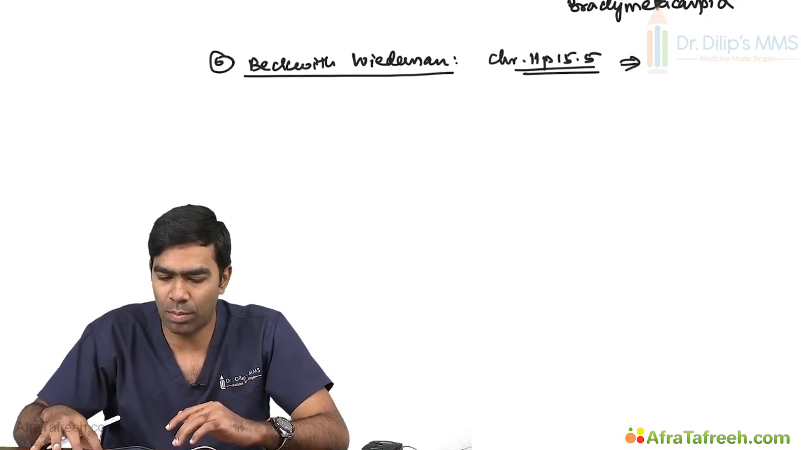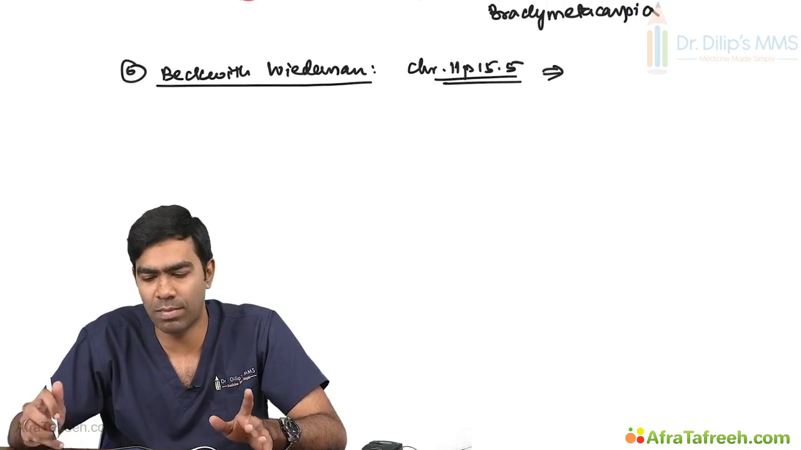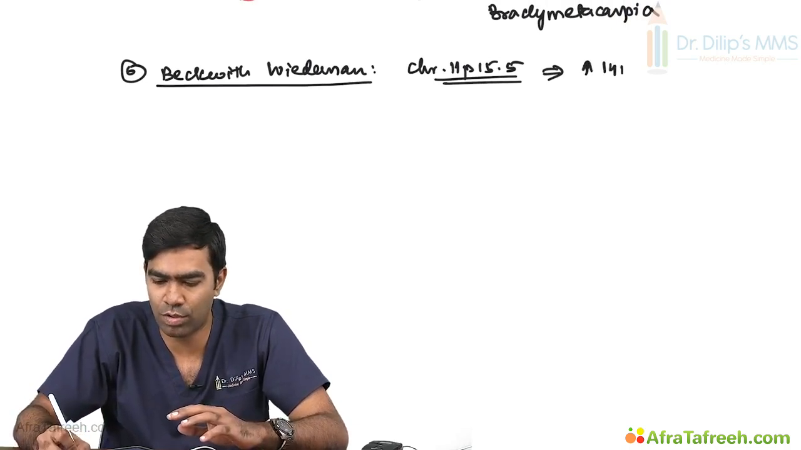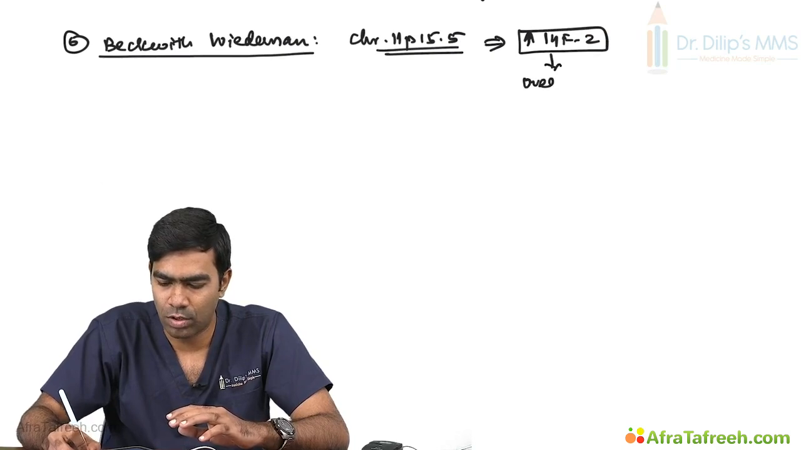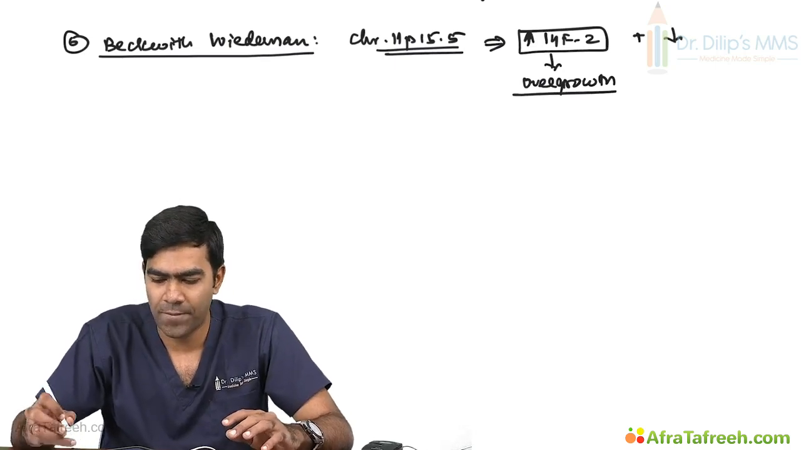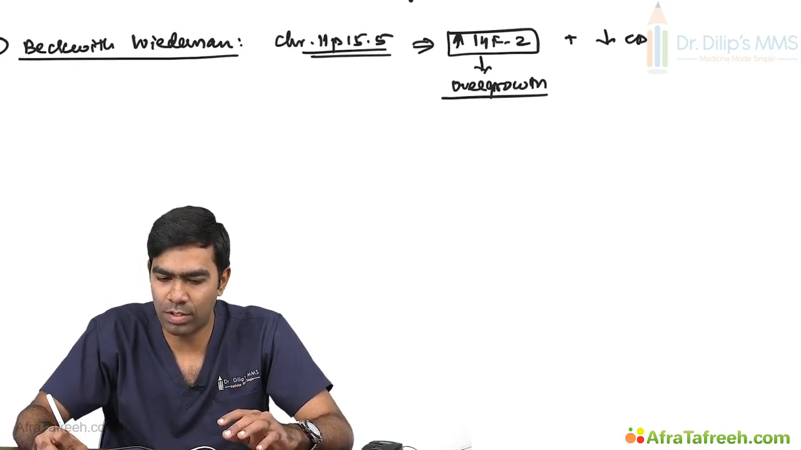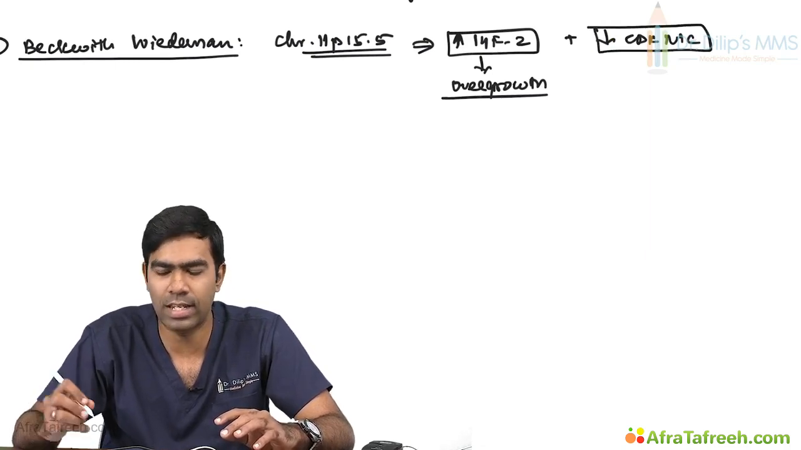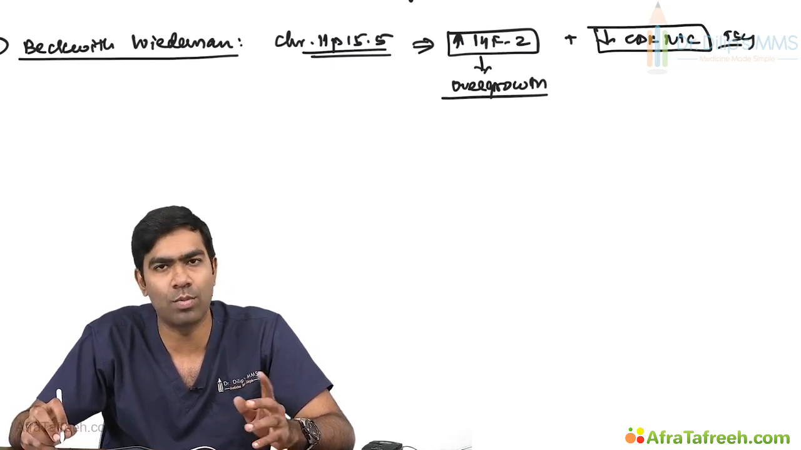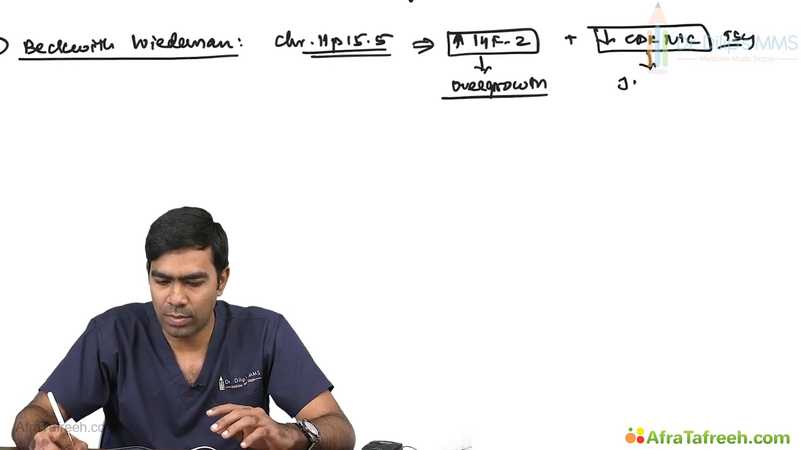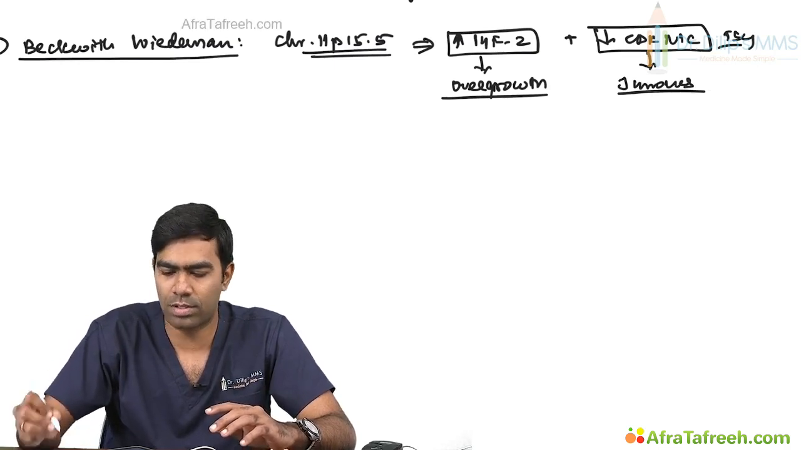Involvement of this area in Beckwith-Wiedemann syndrome will result in excessive production of a growth factor called insulin-like growth factor 2. That is the reason for the overgrowth seen in these individuals. At the same time, they will be producing reduced levels of cyclin-dependent kinase N1C, that's called CDKN1C, which is actually a cell checkpoint inhibitor, a tumor suppressor gene. This will result in development of multiple tumors.